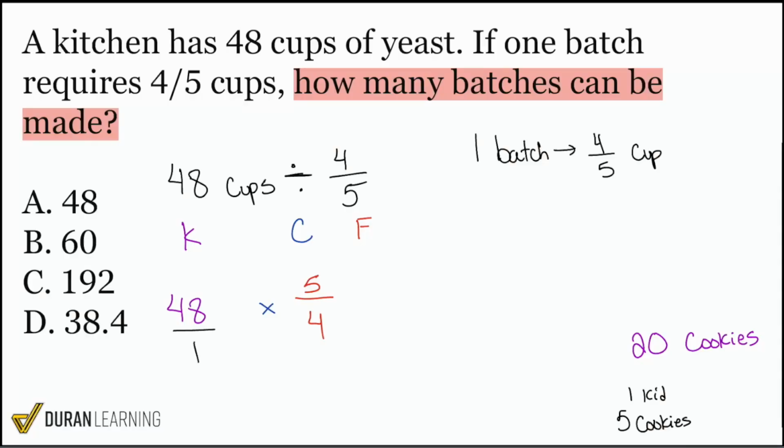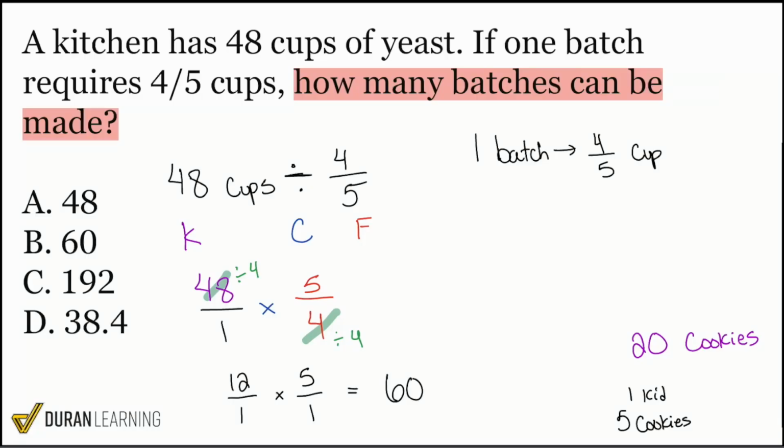We can simplify first. By doing so, we can say, look, 48 and 4 are both divisible by 4. So let's get rid of that. I'll divide by 4 up here and down here, canceling it out on the bottom and the top. 48 divided by 4 gives us 12, and then 4 divided by 4 is 1. Look at that. Everyone, what's 12 multiplied by 5? That's 60. Booyah, and we are done. We can make 60 batches.